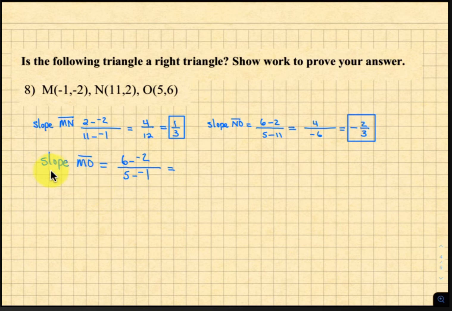And finally, let's find the slope of MO. That would be 6 minus -2 divided by 5 minus -1. And that comes out to be 8 over 6, which reduces to 4 over 3. Once again, none of the slopes are opposite reciprocals, and therefore this is not a right triangle.